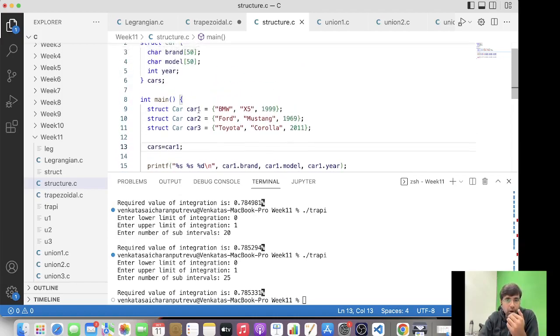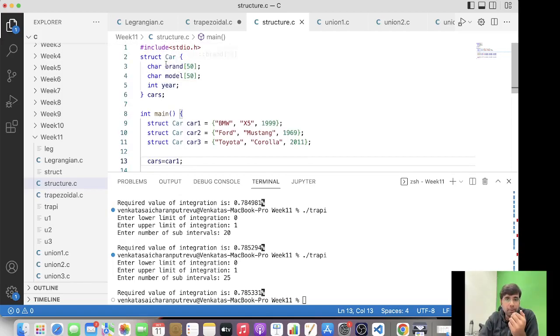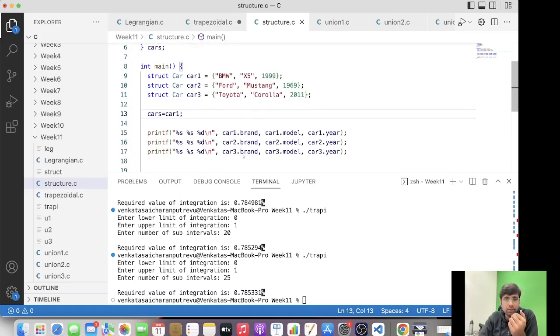If you want to access a member of a structure, you just need to use the dot operator: car1.brand, car2.model, and car3.year. You use the dot operator after the variable name to access that particular member of a structure. Okay. Let me try to run this program.